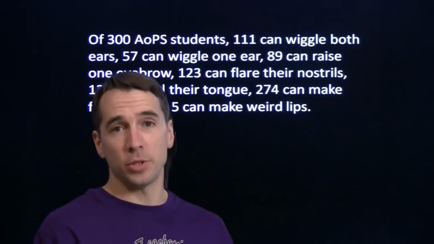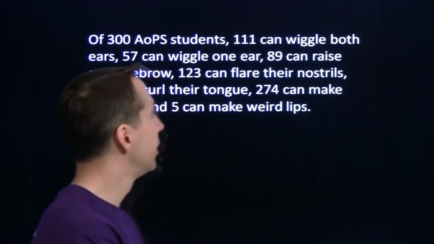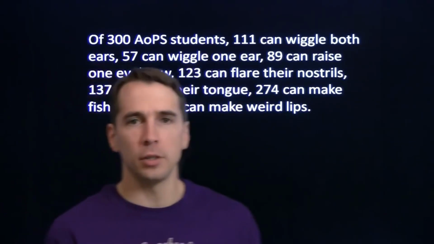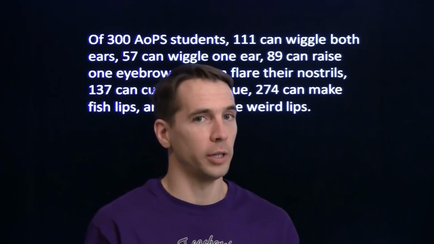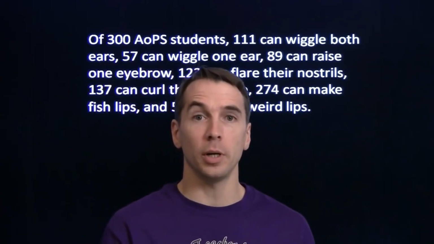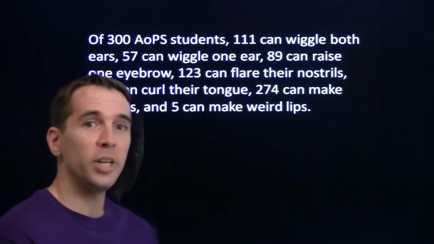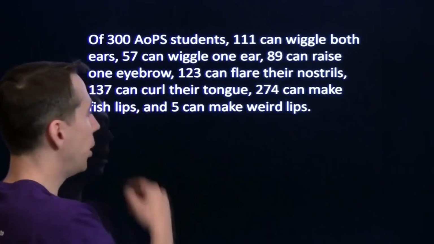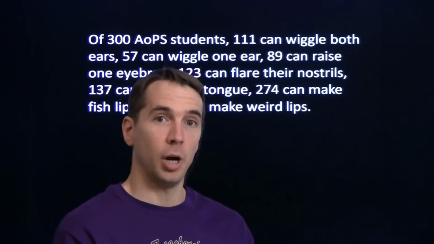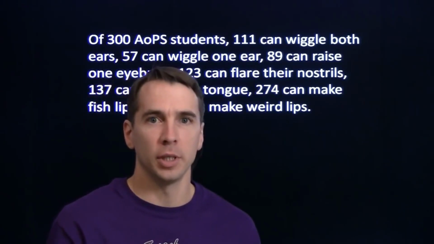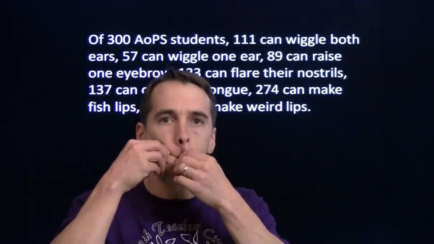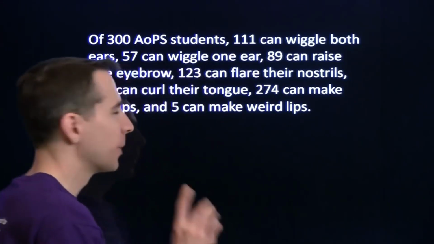We polled 300 Art of Problem Solving students about what facial skills they have. 111 can wiggle both of their ears, while 57 can wiggle just one ear. 89 of them can raise one eyebrow without raising the other, while 123 can flare their nostrils. 137 can curl their tongue. 274, it's almost all of them, can make some fish lips. While only 5 of them can do that. Very special skill.